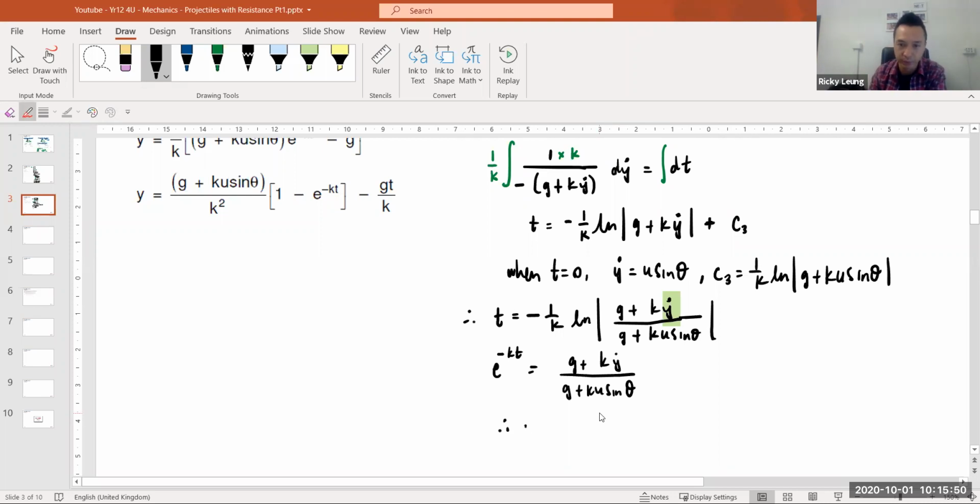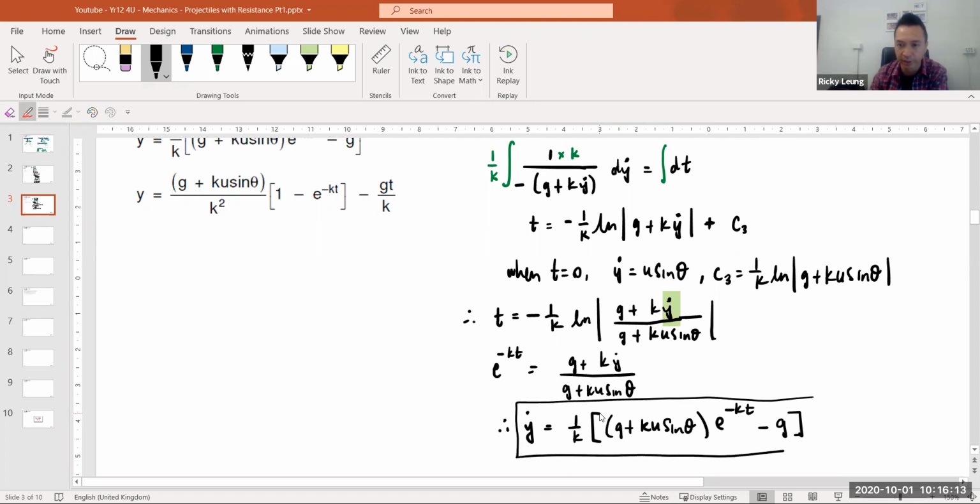I'm sure your teachers will be happy with you just to go, therefore times up minus divide by k, beautiful, right? So 1 on k, g plus ku sine theta multiplied by that e expression, and then minus gravity. So monster, but not too bad, right? Tedious, but not extremely difficult. Yep. So that's how you prove that.